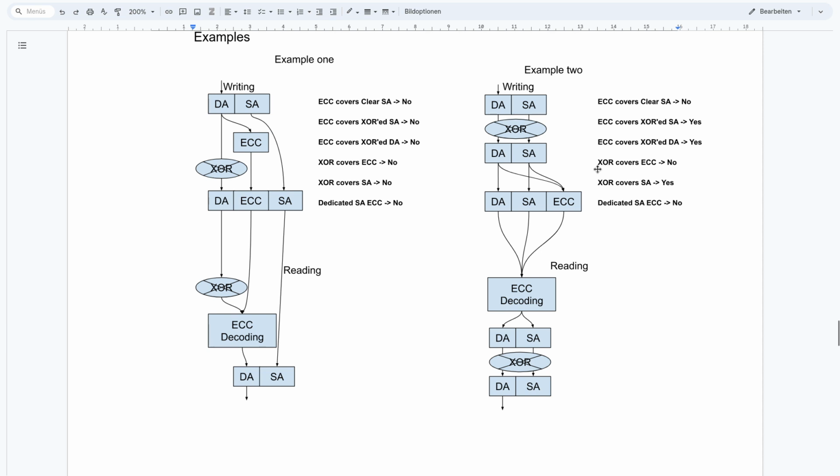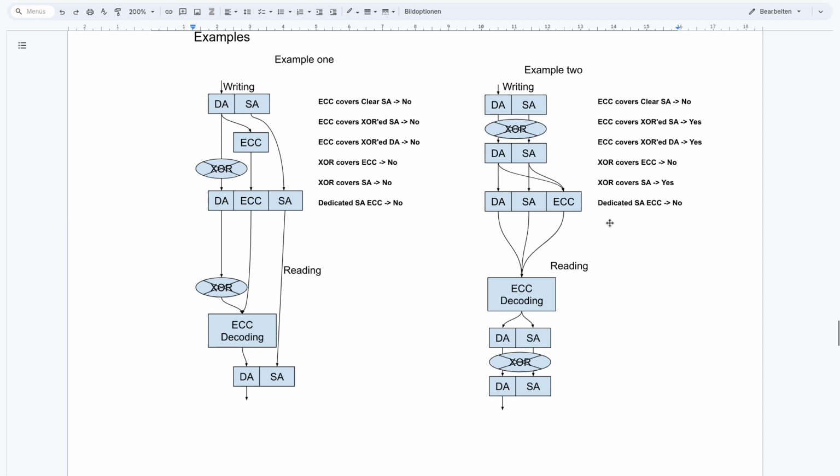Next question, does the XOR cover ECC? So we can see the XOR is over here, and it's not taking the ECC as input. The ECC is only generated afterwards, but not before the XOR in this case. So no, the XOR does not cover ECC. Next question, does the XOR cover the service area? As we can see, the XOR covers the service area. The service area is being XORed and then later on written to the NAND flash. So yes, XOR covers service area in this case. Do we have a dedicated service area ECC area? No, we don't have that.